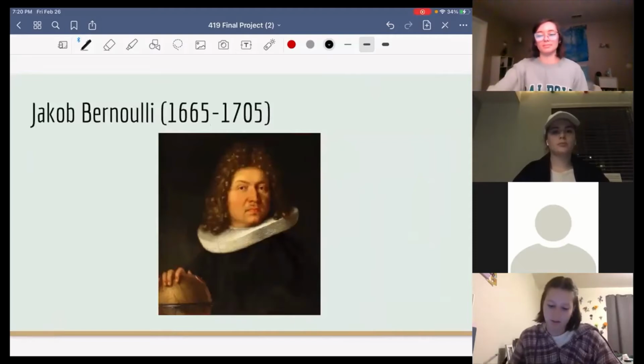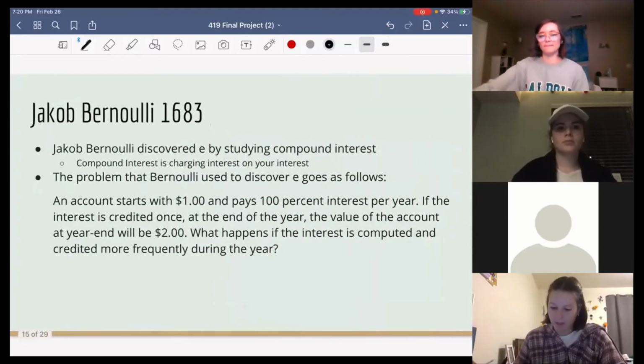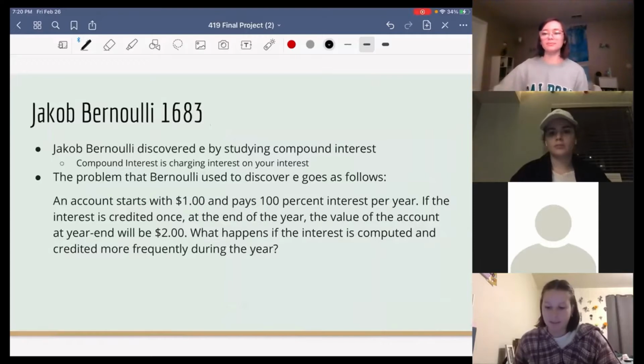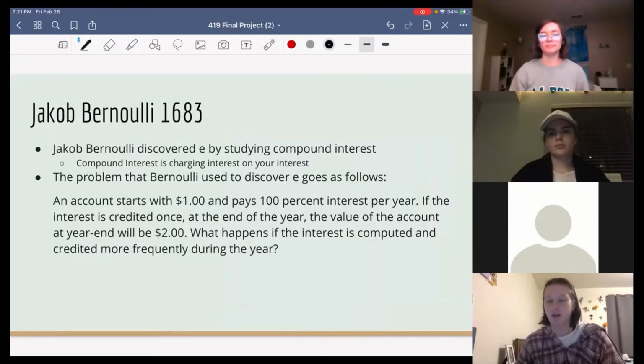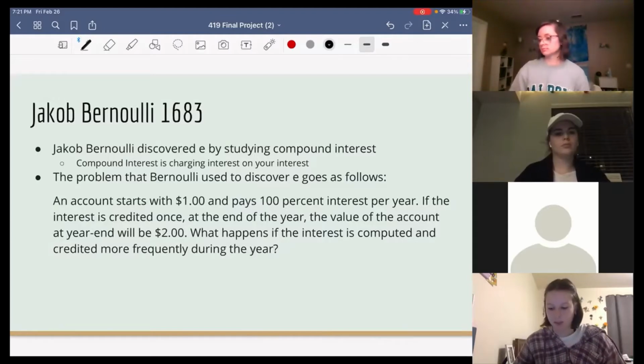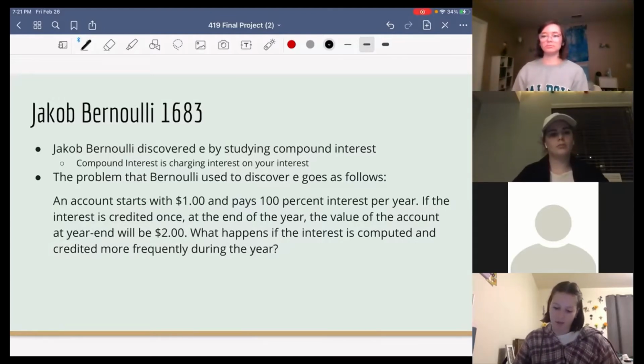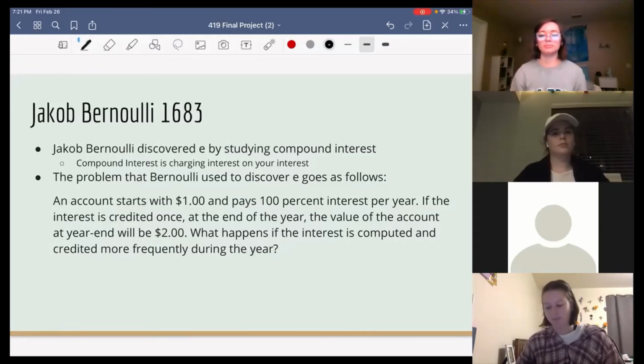So moving on to Jacob Bernoulli. He discovered e by studying compound interest. Compound interest is charging interest on your interest, whereas simple interest is charging interest on the base or principal amount. The problem that Bernoulli used to discover e goes as follows. An account starts with $1 and pays 100% interest per year. If the interest is credited once at the end of the year, the value of the account at year end will be $2. What happens if the interest is computed and credited more frequently during the year? This is what he used to discover e.